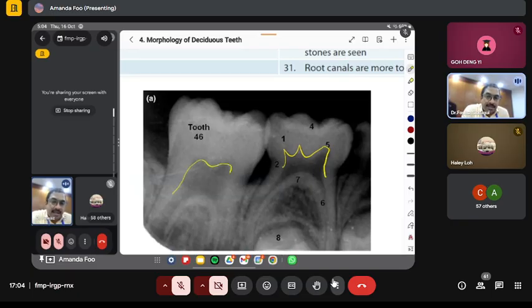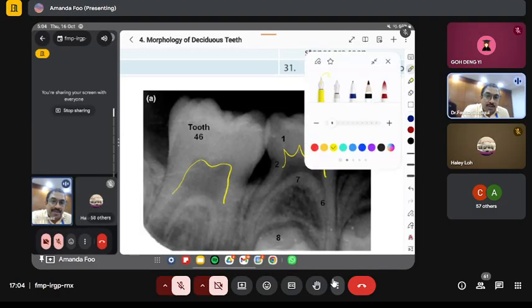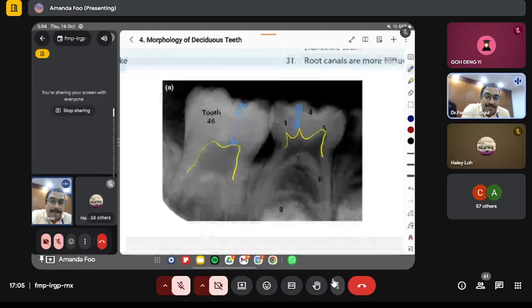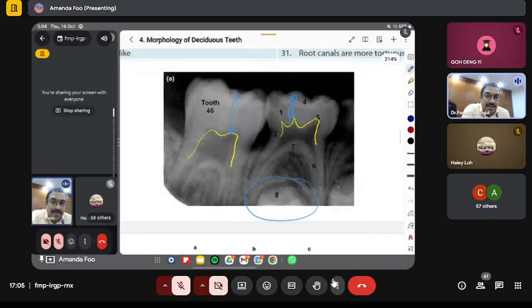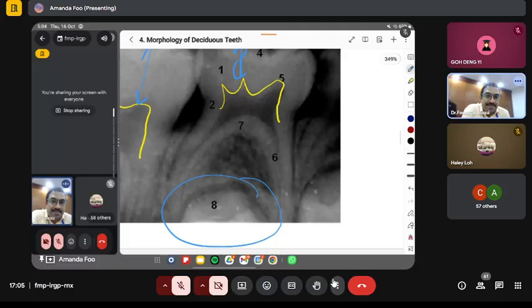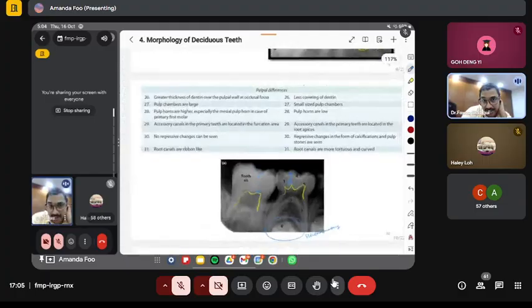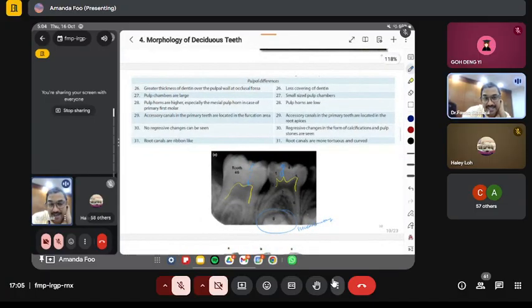the pulp morphology, the root morphology, and of course the presence of the succedaneous tooth under the primary molar. Okay, it's partially seen, but it is there. Okay, so yes, this picture explains. So now when you look at the picture and you read the description, you will understand everything is there in the picture. Okay, we go to the next one.